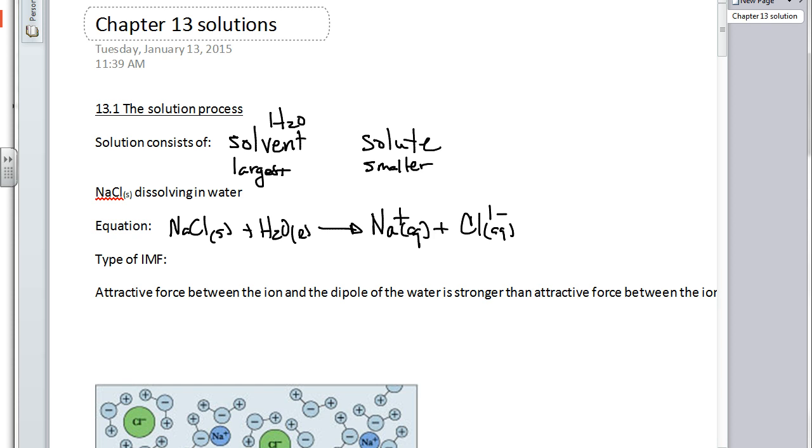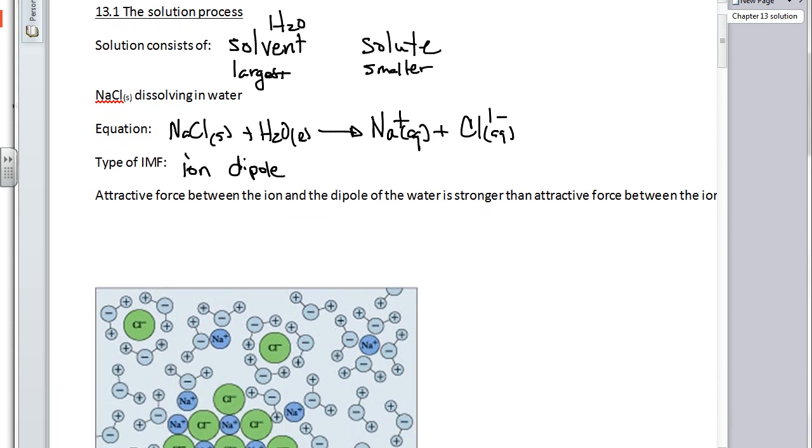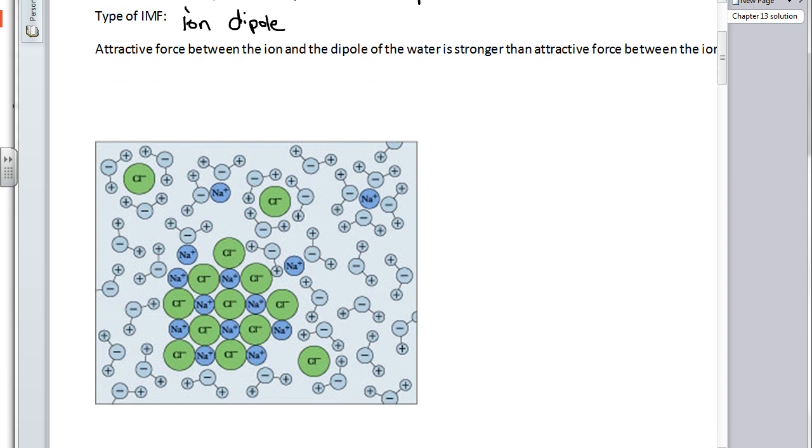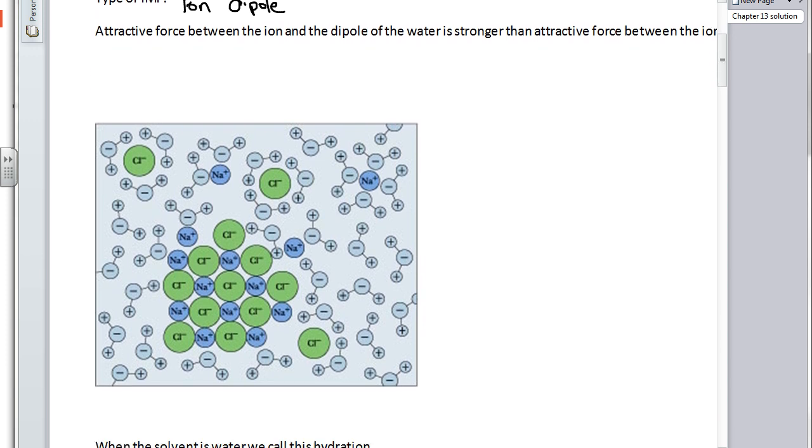Type of intermolecular force that we have going on here, of course, we're going to have ion, which comes from the ions of the sodium and the chloride, and we have dipole, which are the dipole on the water molecules. And really what's going on is the attractive force between the ion, being sodium or chloride, and the dipole in the water is stronger than the attractive force between the ion and the ion. And so water can overcome that force that holds a sodium and a chloride together, and this guy's going to dissolve. And this gives you an idea of hydration.